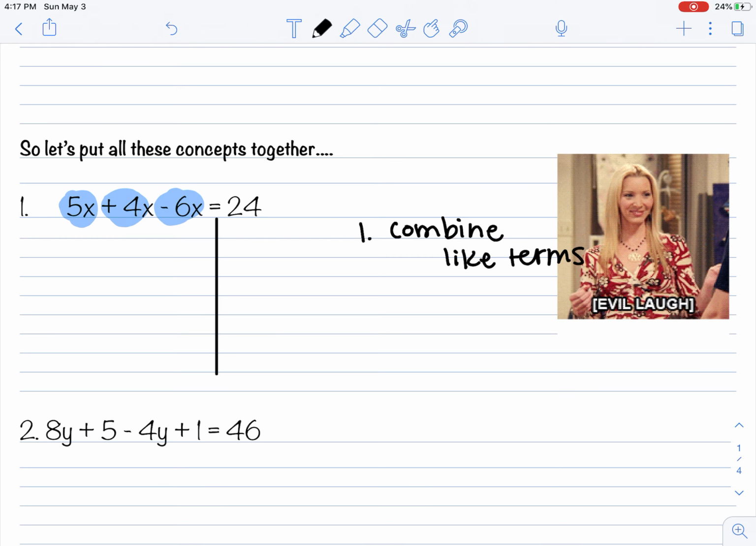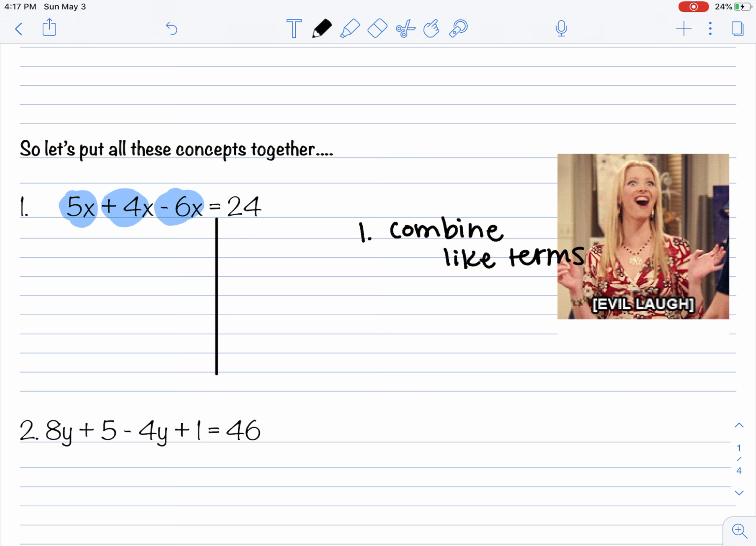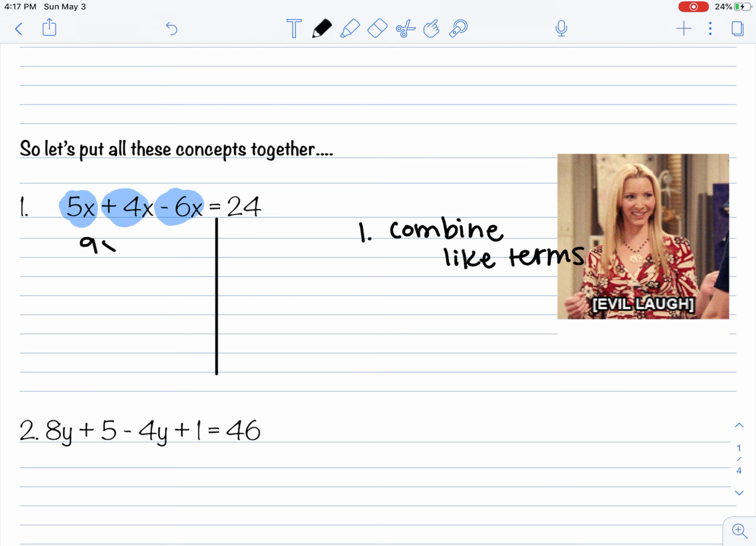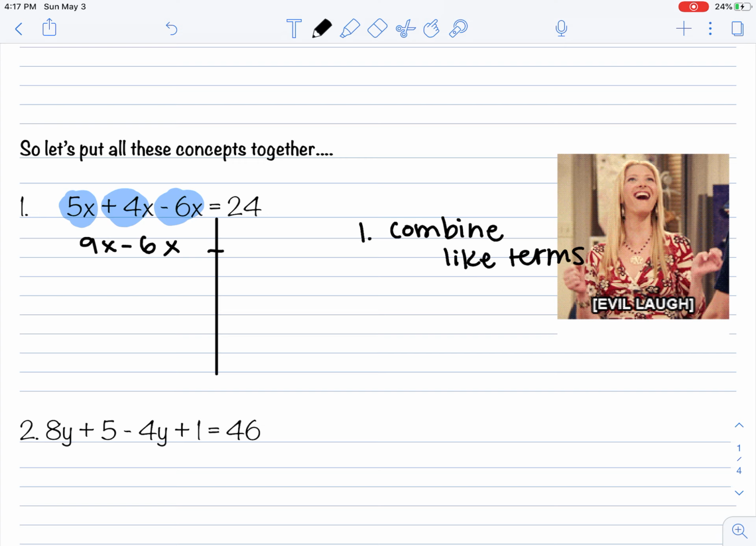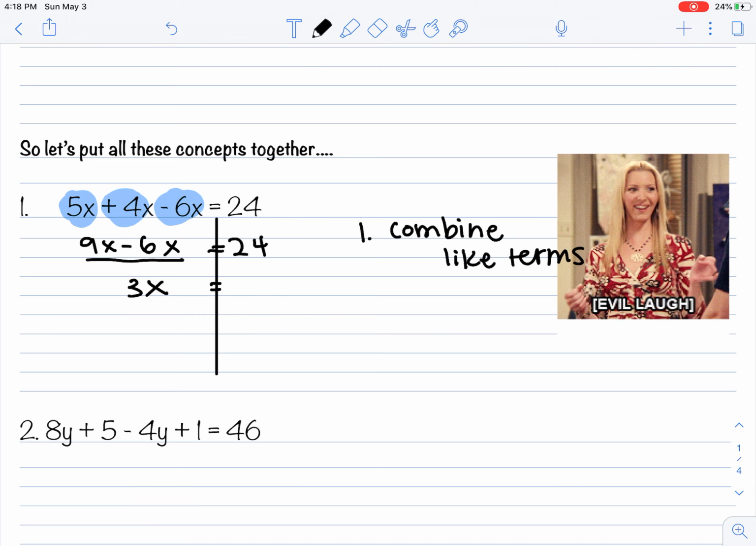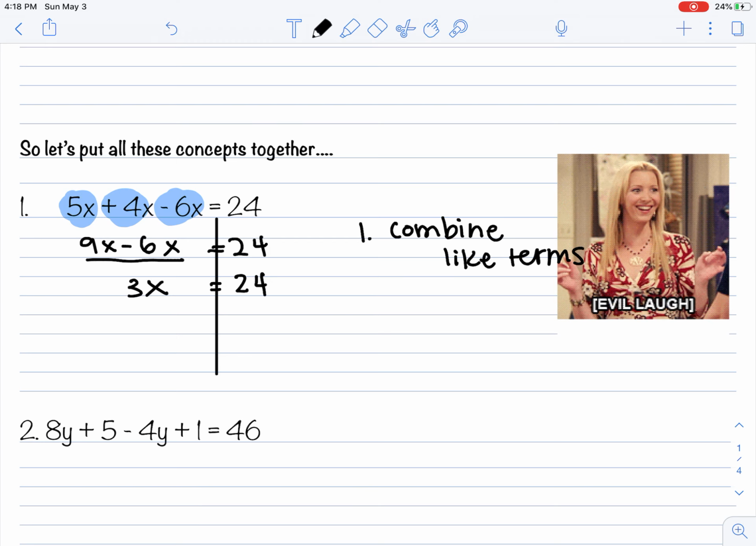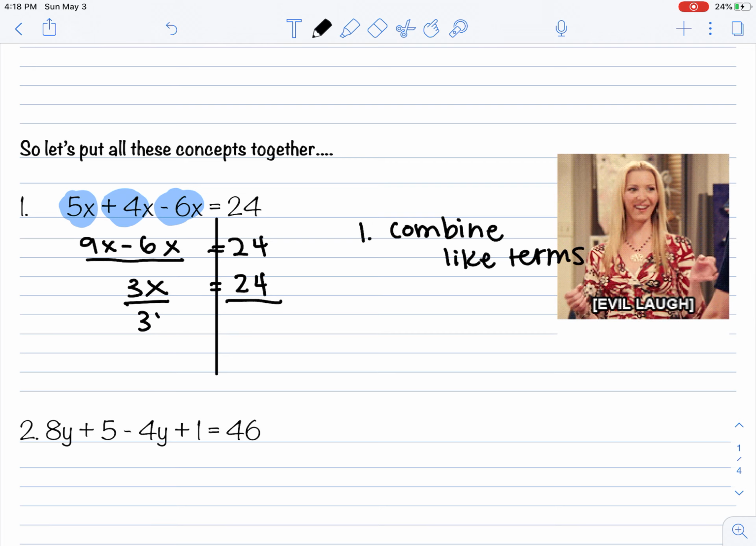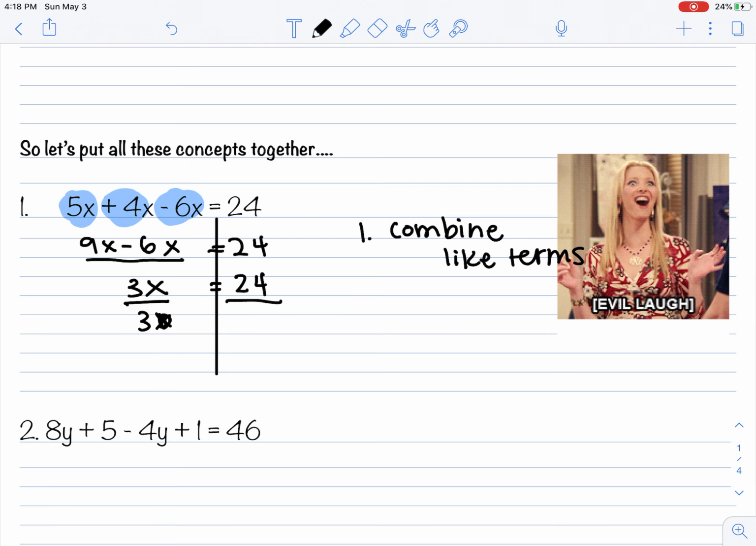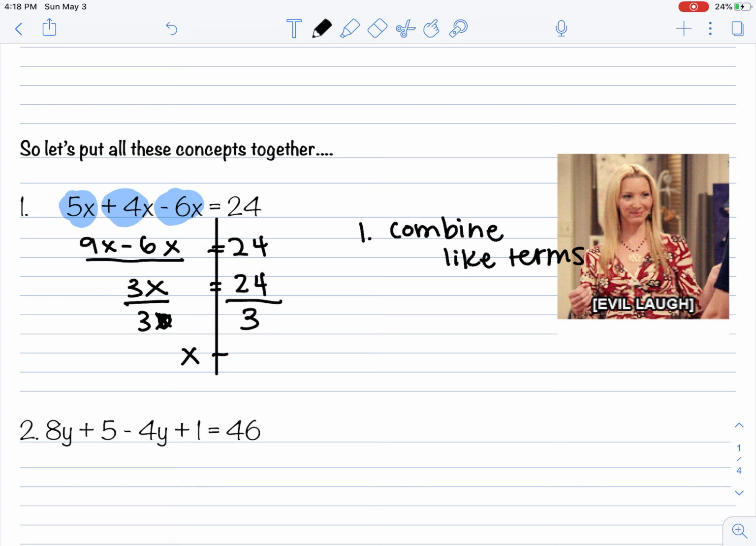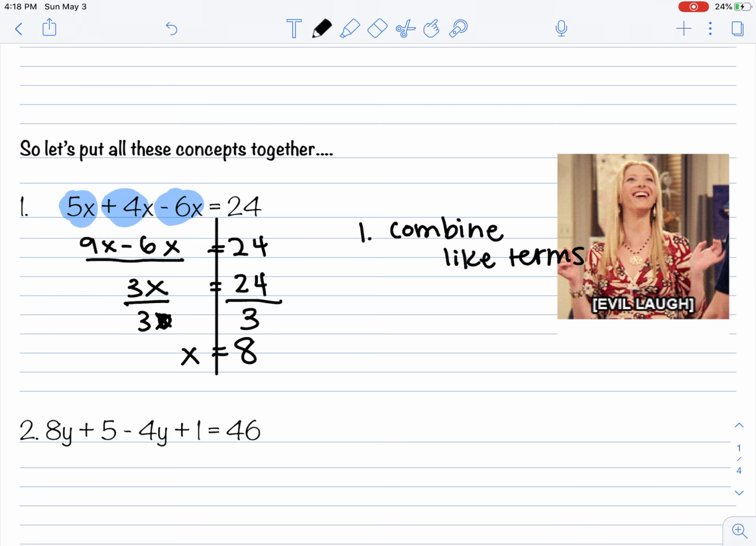We're going to first combine like terms. So 5x plus 4x minus 6x is 9x minus 6x equals 24. I can see that it can be combined again. So 9x minus 6x is 3x. See, even when I'm not in front of you all teaching, I still say the answer before I mean to. And that equals 24. So 3x equals 24. Divide both sides by 3. And x is equal to 8.